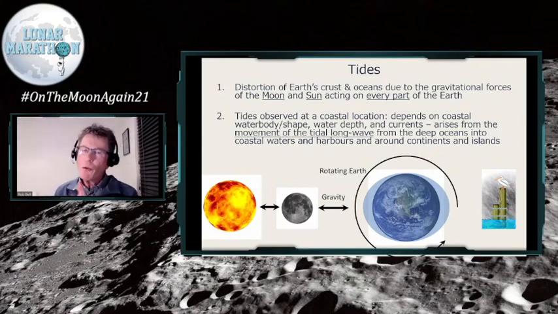But as you will notice, at a coastal location, the tides can be quite different. That's because the moon and the sun act on the deep ocean, and then it develops what we call a tidal long wave. It's a wave that has quite high velocity as it moves into coastal areas, around continents and into harbors, and so it gets distorted and changed.